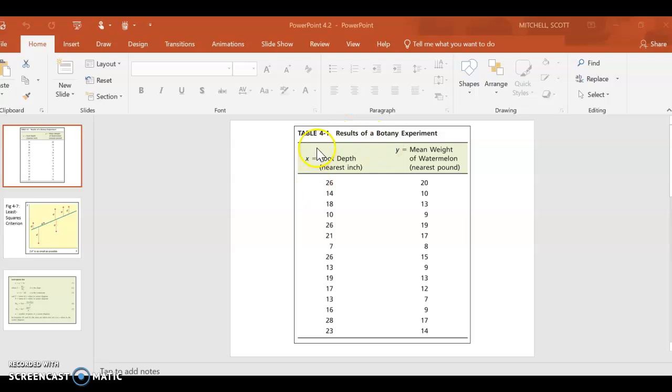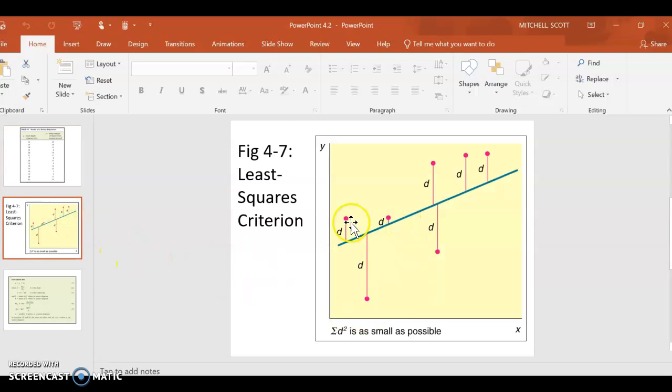Again, here's your data. You're looking at root depth of a watermelon plant versus the mean weight of the watermelon that you're getting off of that plant. So we're trying to see if there is a relationship between those two, an association. So you would plot your data points. Now we talked about finding the least squares regression is based on the area of the squares created by these data points, minimizing the area. So the area above the line is equal to the area below the line. So that's where that line is figured out to be drawn.